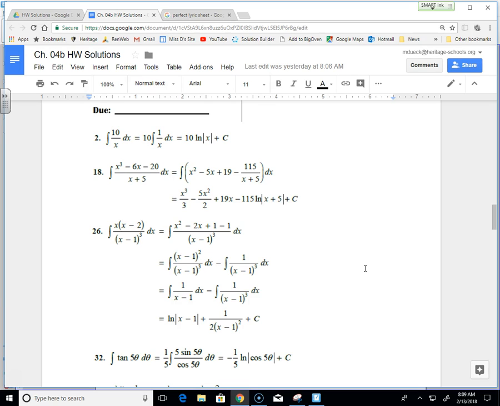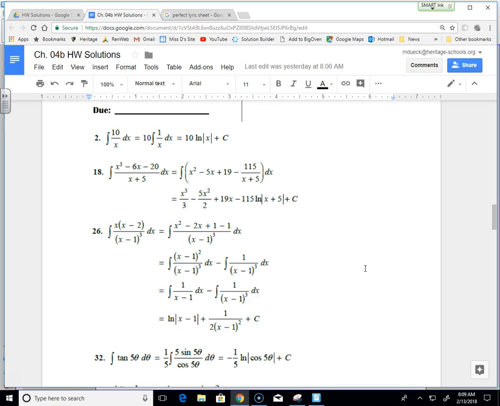Number 18. How did they go from here to here? There's a big gap of work missing. Did they use division? Long division, whenever there's an improper fraction. I know, I tried so hard to warn you. And Sean was trying too, because this was the one that he did a very, very long one, which is one we talked about. Long division. Anytime.